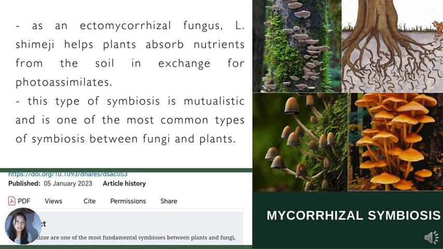So L. shimeji, as an ectomycorrhizal fungus, helps plants absorb nutrients from the soil in exchange for food to assimilate. This type of symbiosis is mutualistic and is one of the most common types of symbiosis between fungi and plants. L. shimeji is known to be an ectomycorrhizal fungus associated with plants in the Fabaceae and Pinaceae families. Fungi help plants take up soil-derived nutrients such as phosphate and nitrate in exchange for food to assimilate.